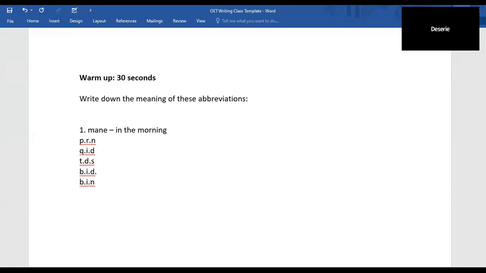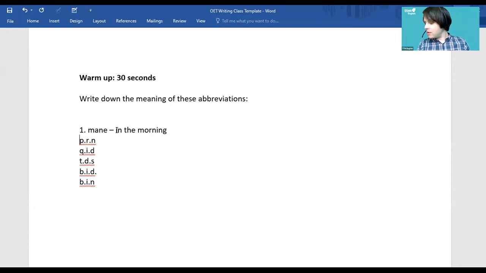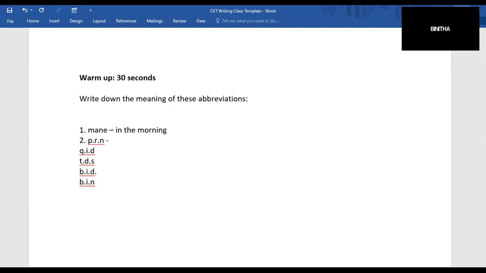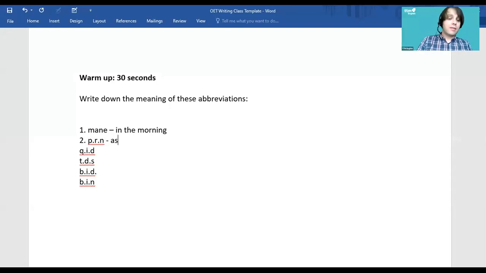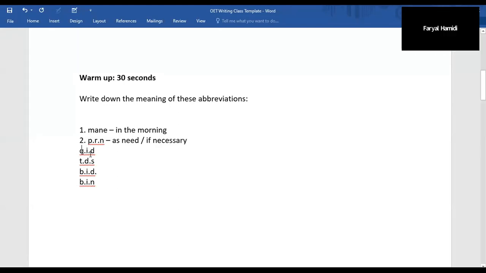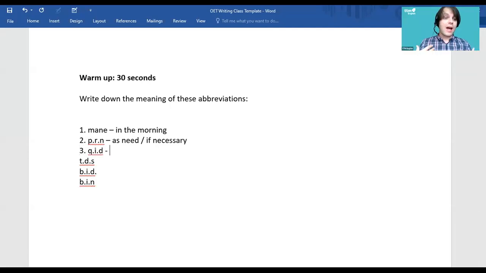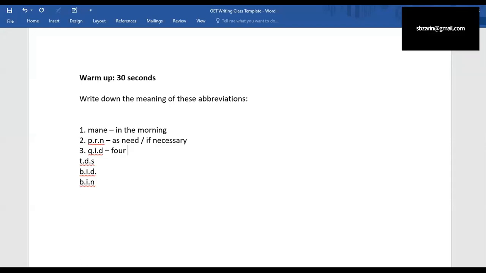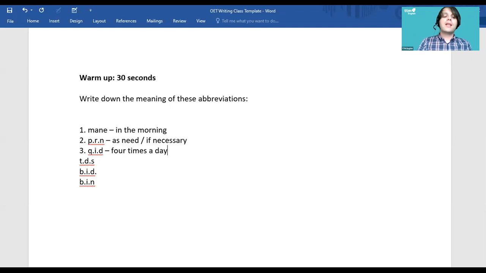Okay. What about PRN? Let me ask someone here. Benita, do you know what it means? If necessary. As needed. As needed or if necessary. Good. Thank you very much. Fariel, QID? Four times a day, I think it is. I had to check this myself, so I wrote it down. It is four times a day. Thank you very much.